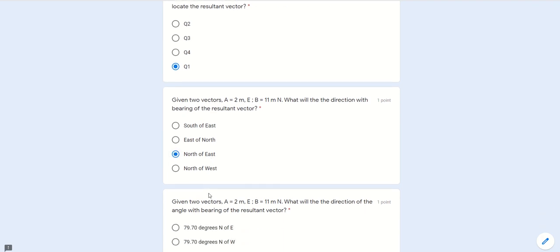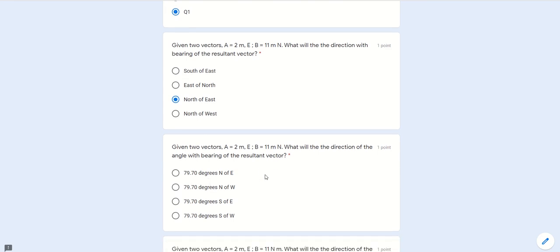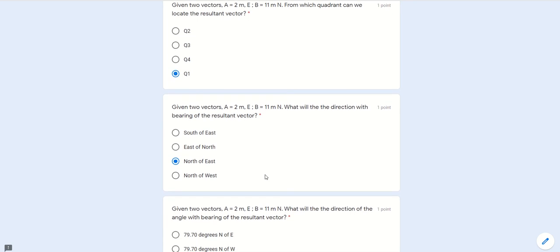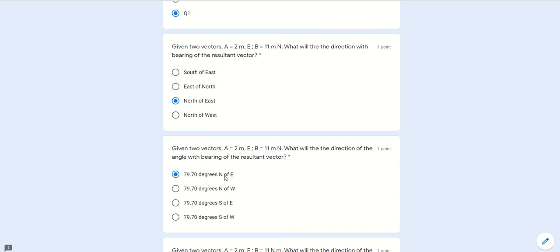Okay? Given two vectors, with what will be the direction? In terms of direction, the tan inverse of alin yung y? 11 over 2. Tan inverse of 11 over 2 is 79.70 degrees. Since it's positive, it's north of east. Do we need to use vertical angles? No, because it agrees that the quadrant should be in the first quadrant.